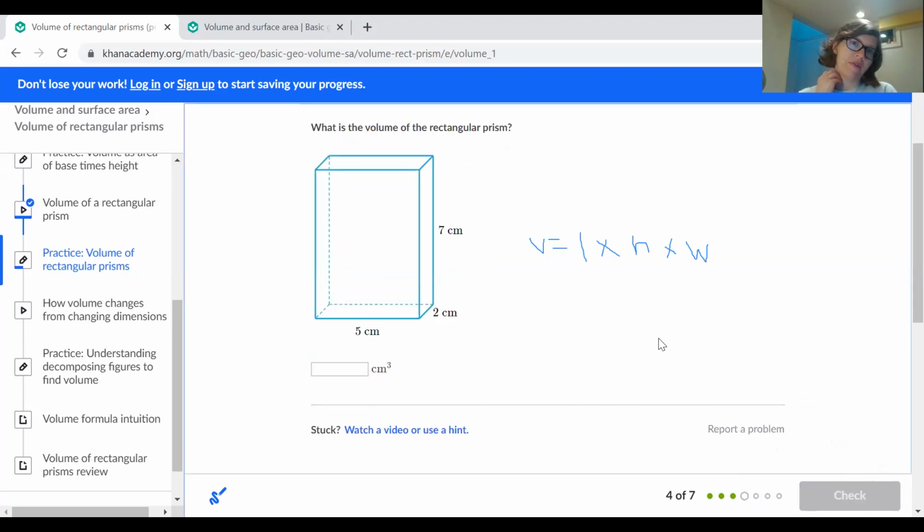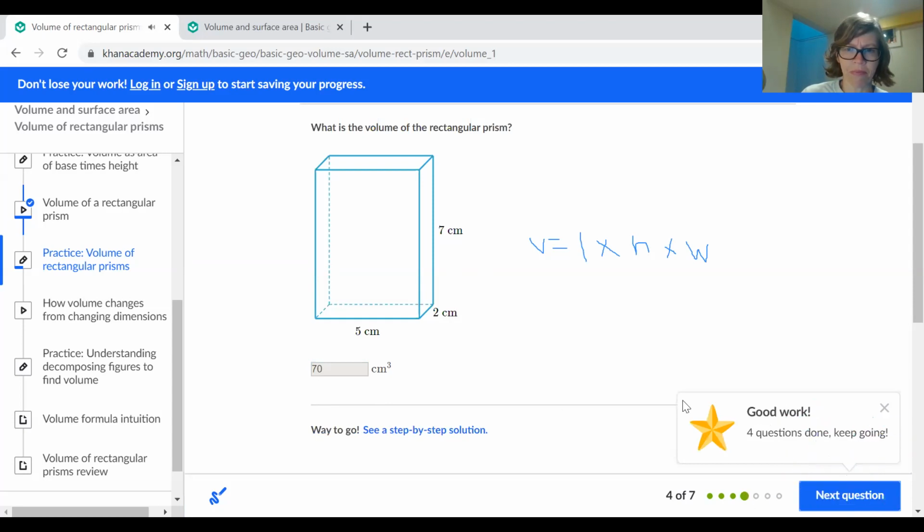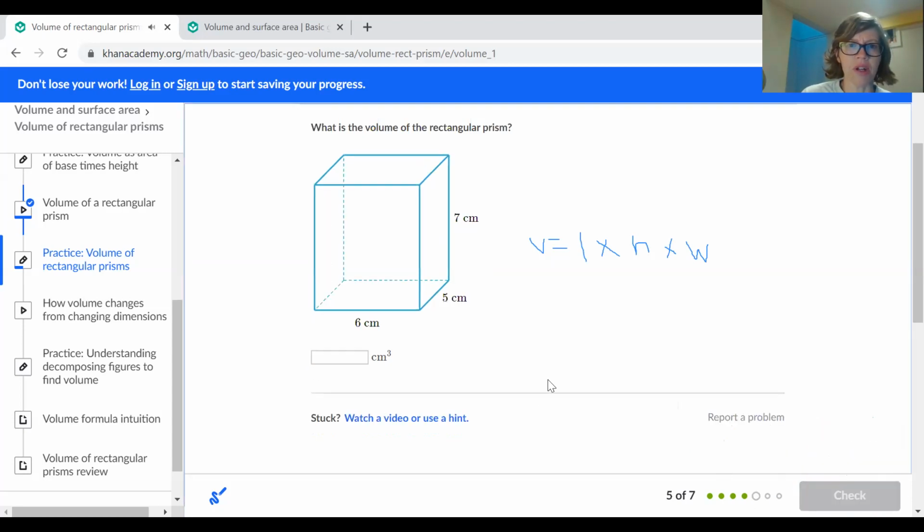All right, so what is the volume of this rectangular prism? We have 5 centimeters by 2 centimeters by 7 centimeters. So give that one a try. All right, hopefully you got that. So I'm gonna go with 70, because 5 times 2 is 10 and 10 times 7 is 70. So let's see, 70 cubic centimeters. All right, awesome. Let's try another one.